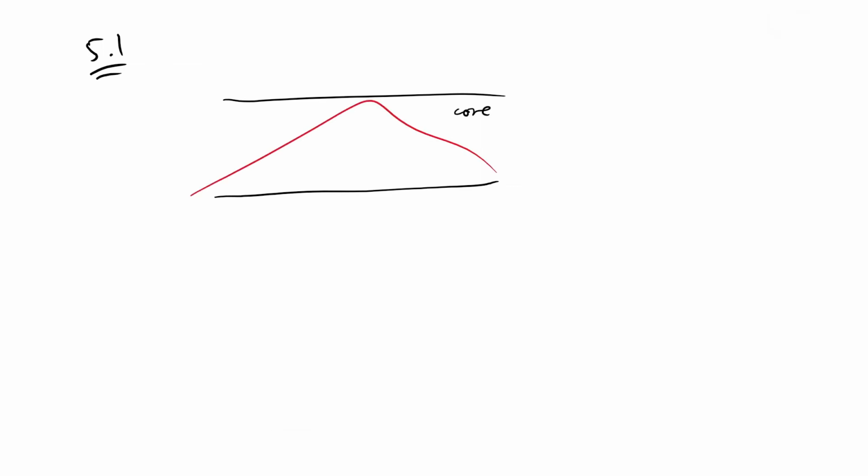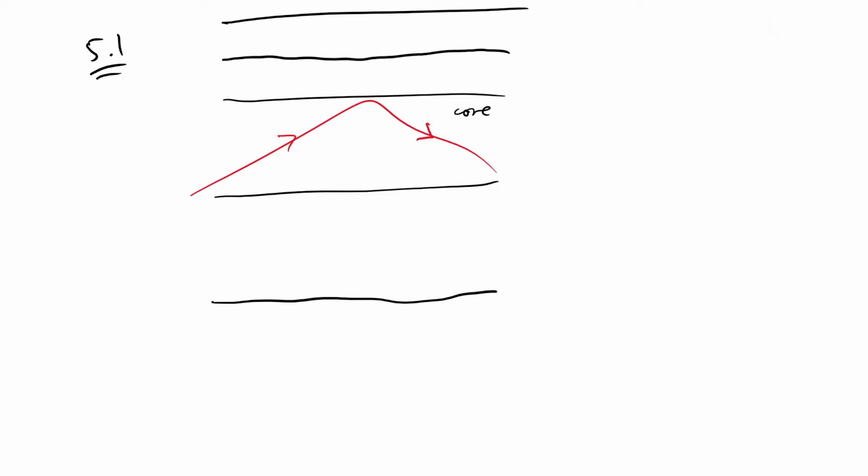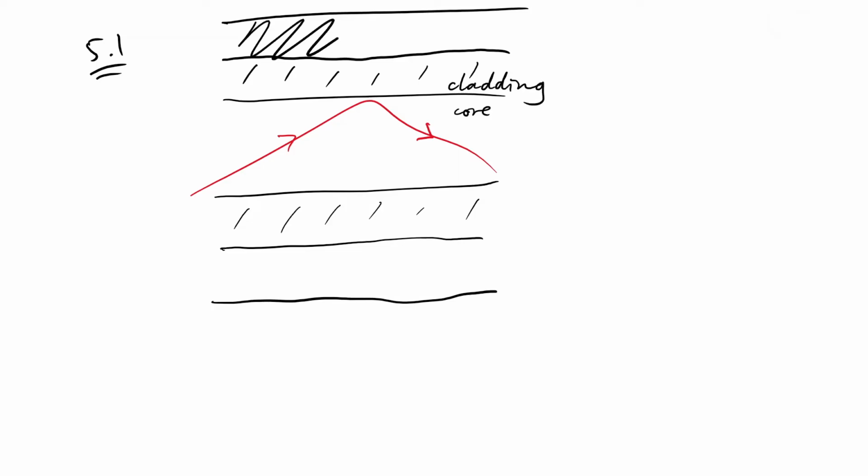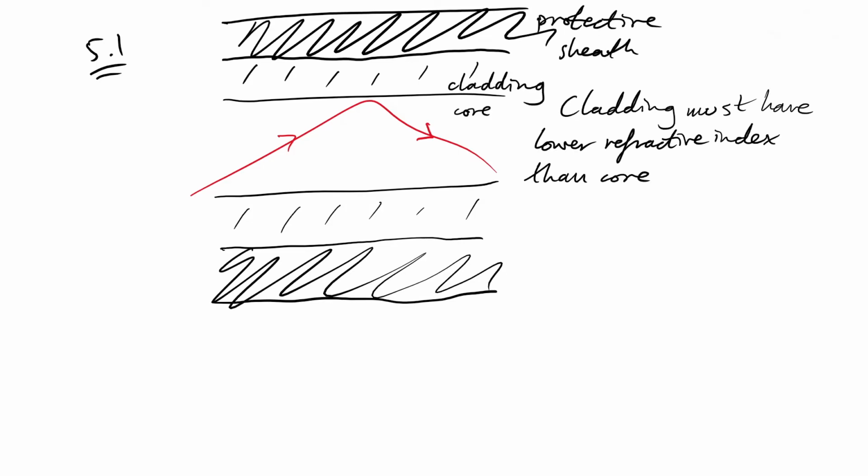Okay, what is a step index optical fiber like? Well, first of all we have the core. That's what the light travels down through TIR, and we have our protective sheath on the outside. But in order for TIR to happen, we must have something in between, because whatever we have on the outside must have a lower refractive index than the core, because that's one of the conditions necessary for TIR to happen. We call that the cladding. And this is the protective sheath. Cladding must have a lower refractive index than the core in order for TIR to occur at the boundary.